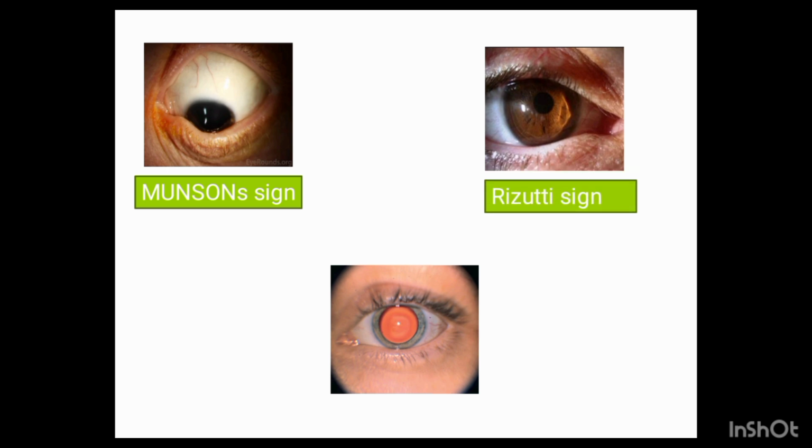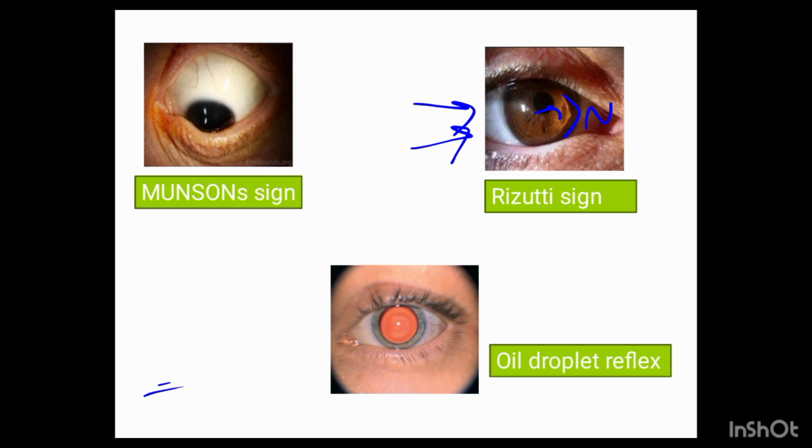In Rizzuti sign there is an arrowhead pattern of the light formed on the nasal limbus when light is thrown from the temporal limbus. See here, we are throwing the light from this direction. This is the temporal limbus and this is the nasal limbus. So you can see when the light is thrown from the temporal limbus, you can see an arrowhead pattern in the nasal limbus, right? This is Rizzuti sign. An arrow-like pattern is formed in the nasal limbus when the light is thrown from the temporal limbus, because of the conical shape of the cornea.